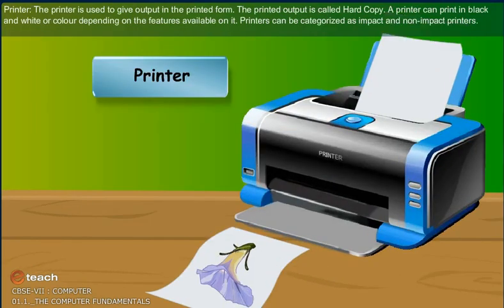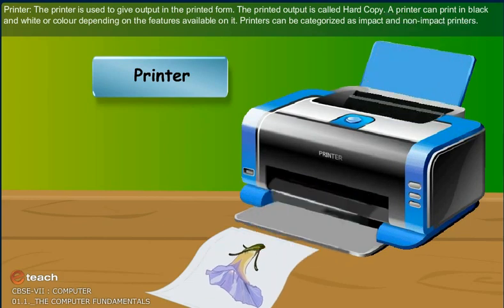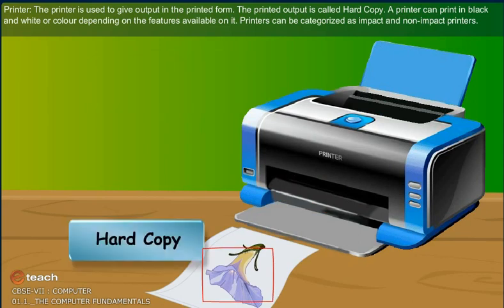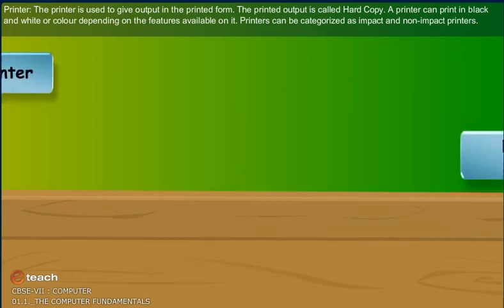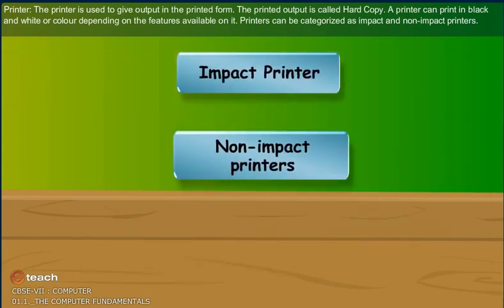Printer. The printer is used to give output in the printed form. The printed output is called hard copy. A printer can print in black and white or color, depending on the features available on it. Printers can be categorized as impact and non-impact printers.